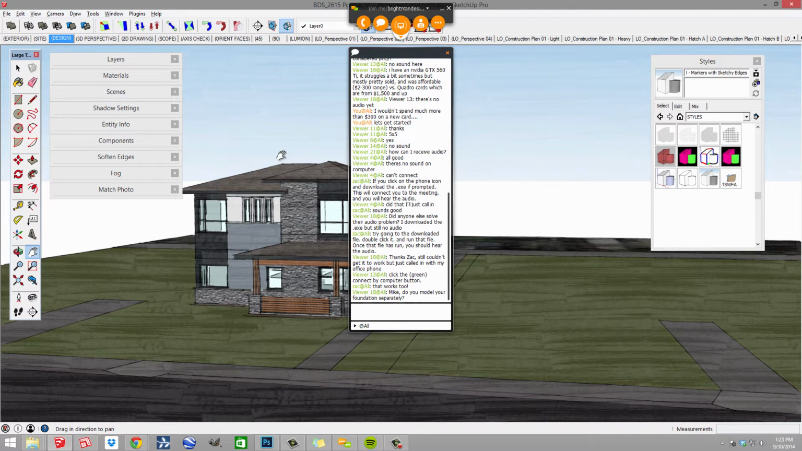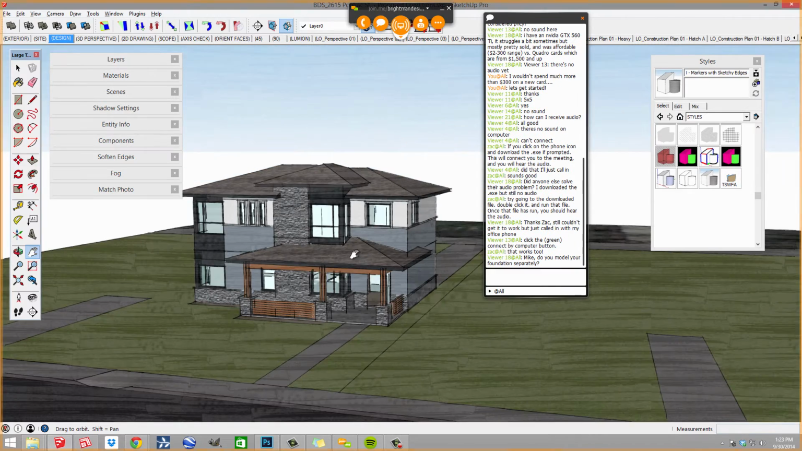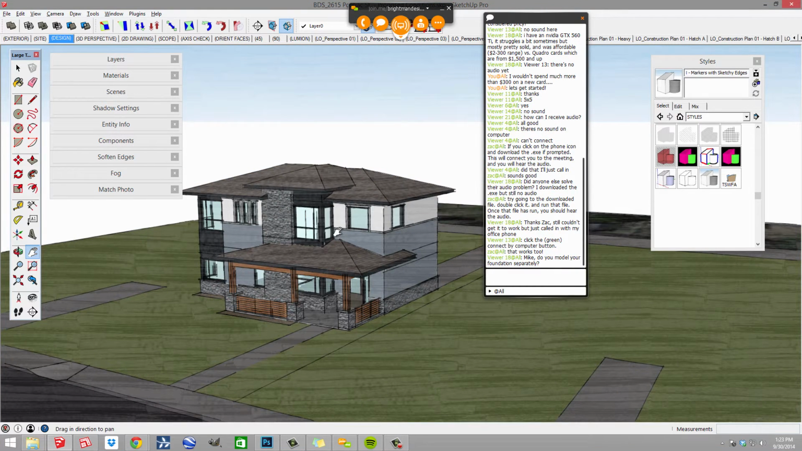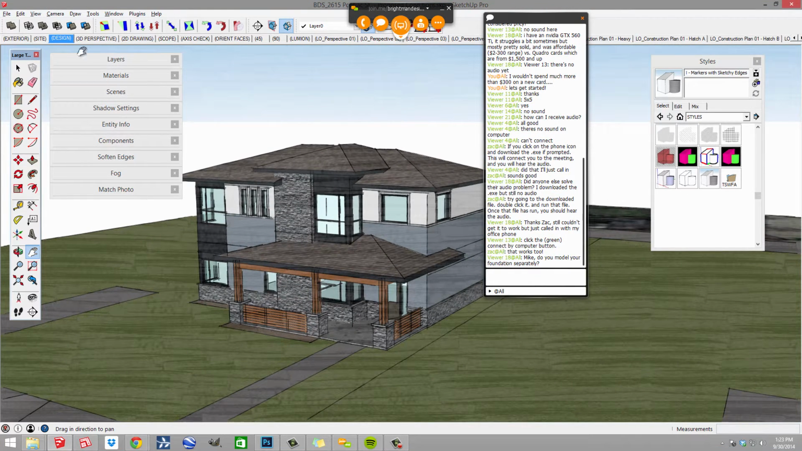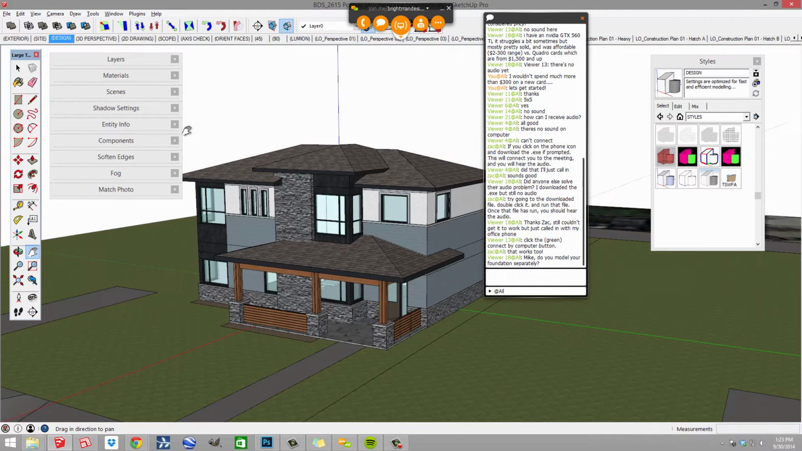All right, so there's a question: do you model your foundation separately? That's a great question. This is actually a live project. I think we've been using this a couple times for our last few presentations.